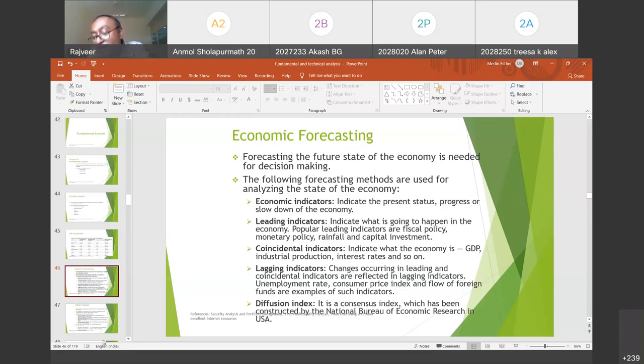COVID was a black swan event. 40% of the stock market value came down in one month's time. So these unexpected events that you cannot account for, you should also have an idea. Nassim Taleb, in his book The Black Swan, says you must at least have some protection against tail risk, the unexpected that happens.